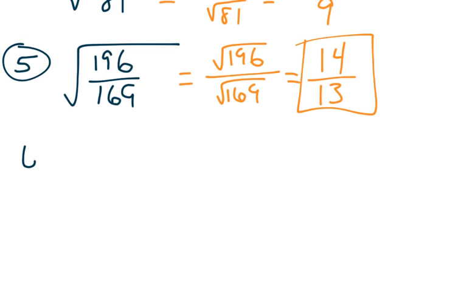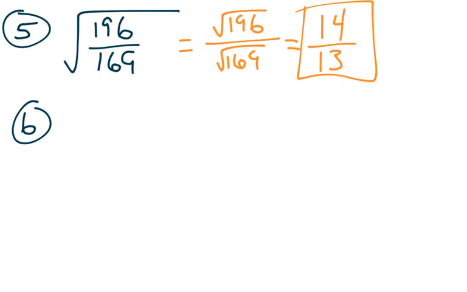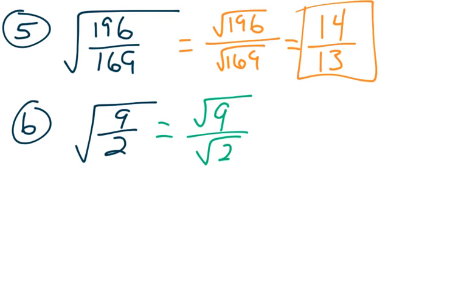Okay, one more here, number 6. This one will be a little more complex. So we got the square root of 9 over 2. All right, so we can break this into 2 separate square roots. Square root of 9 over the square root of 2. We know the square root of 9 is 3, but we don't know the square root of 2.